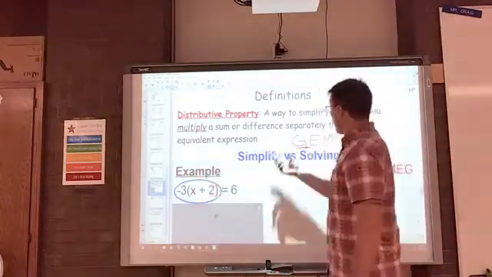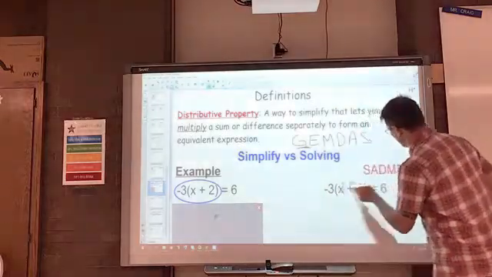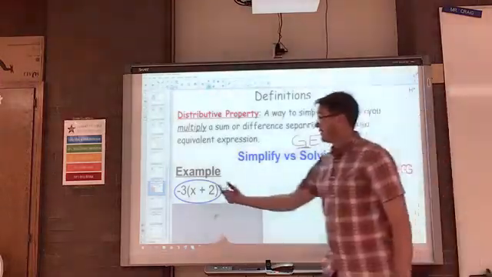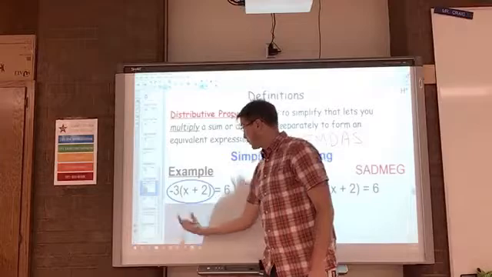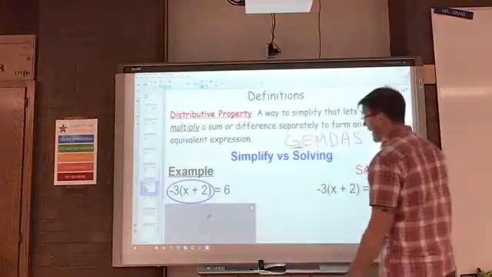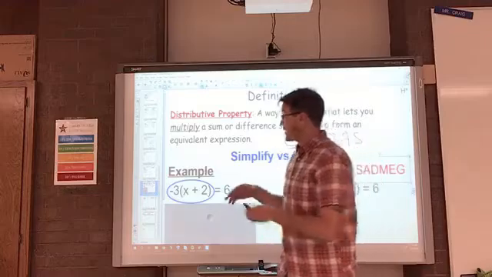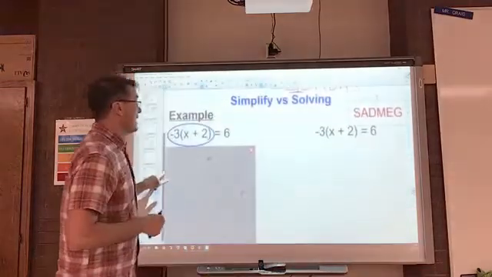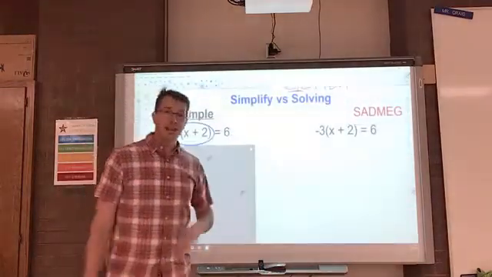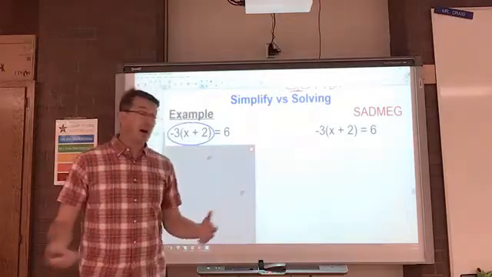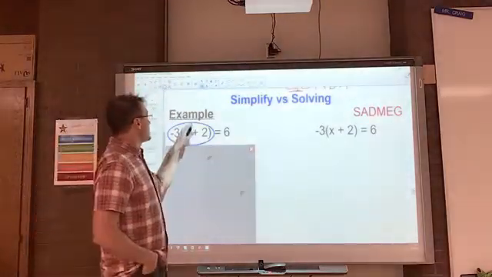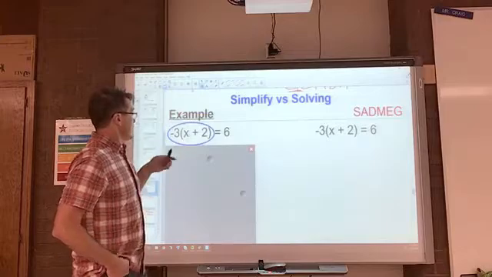Now, if we're solving and doing SADMAG, we could go ahead and divide by that -3 and get rid of the -3, and you can always do that. But if you choose to do the distributive property, which for some people is the way they were taught, your parents may be helping at home and say, that's the way I was taught, then that's fine. You can do that. The way that we do that is simply like this.